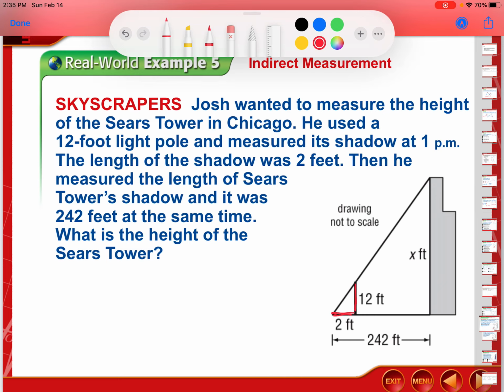So we got this light pole here. It's got a 2-foot shadow. Now, he measured the length of the Sears Tower shadow, and it was 242 feet. So we need to figure out how high the Sears Tower is. So what we would say is a 12-foot object casts a 2-foot shadow, and an unknown height object casts a 242-foot shadow. And of course, the sun is in the relative same position, which means our angles are going to be the same, so we do have similar triangles.